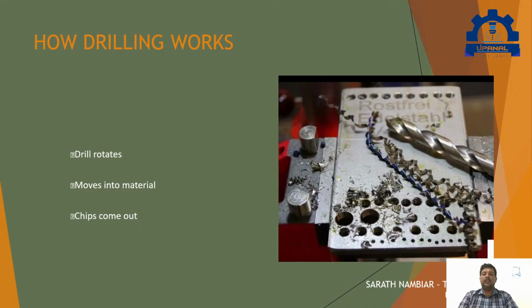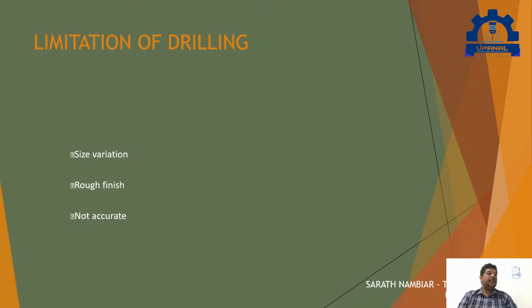Then, how does drilling work? The drill will rotate and enter the material, and the chips will come out. You can see in the image, the blue color, the chips. Chips are nothing but the material which is getting removed through the flute. The flute is the way where the chips come out. In the drill bit, you can see that spiral way. So the material will get removed like swirled chips and come out. If the chips are not coming out properly, you have to understand that there is some mistake.